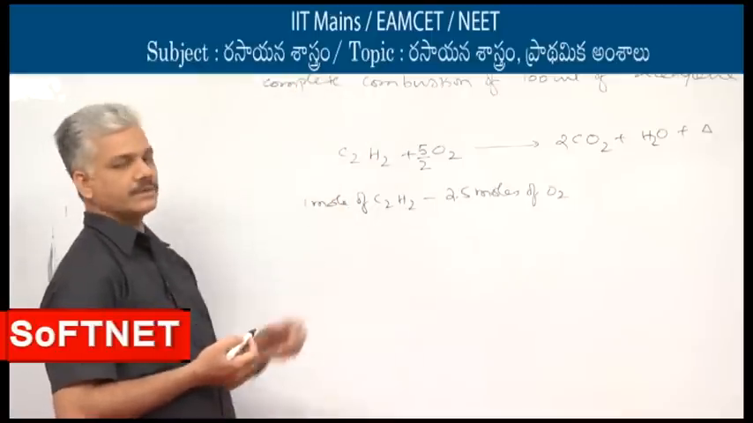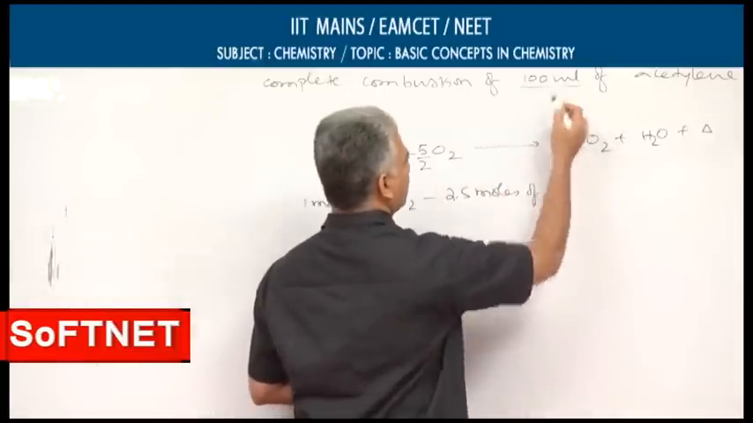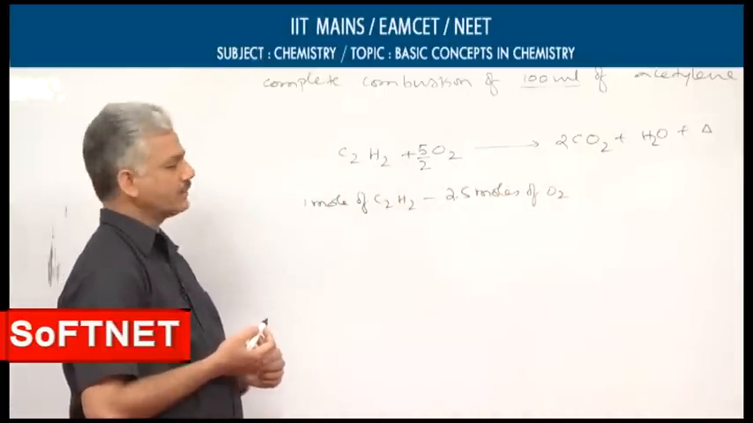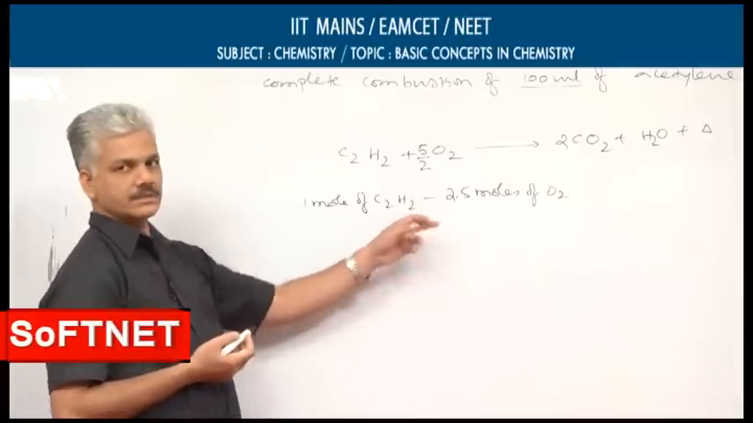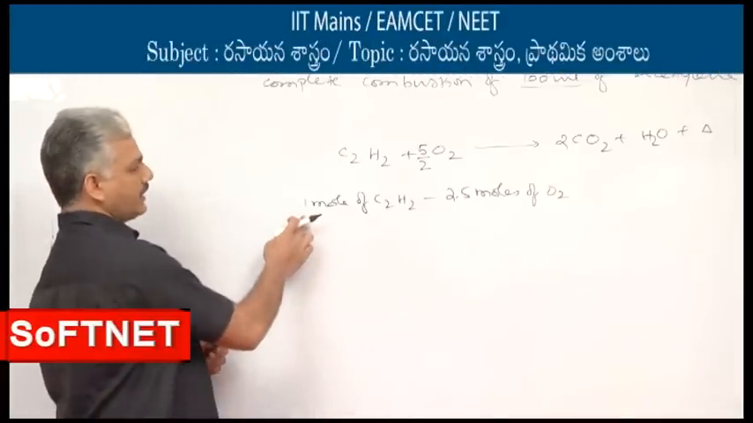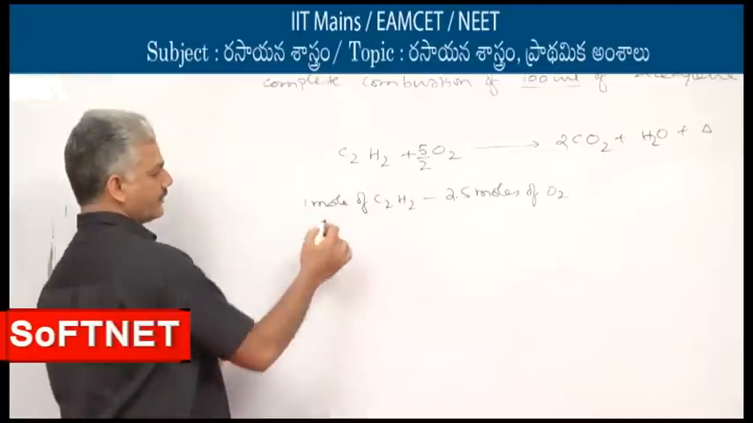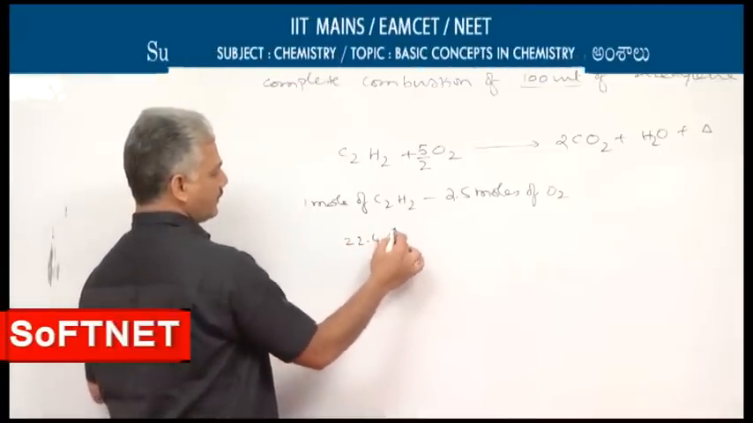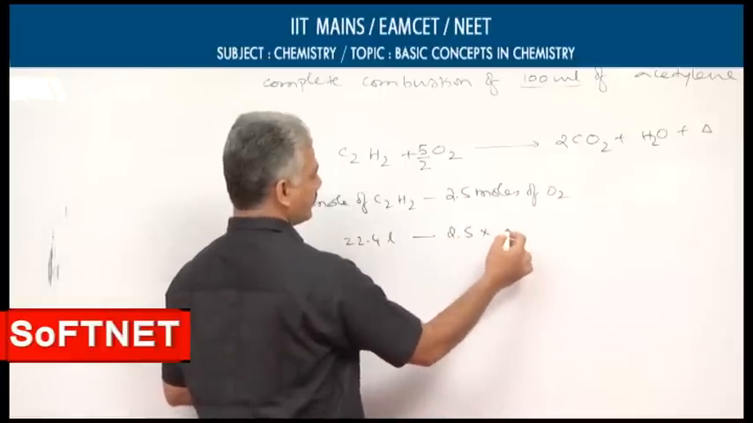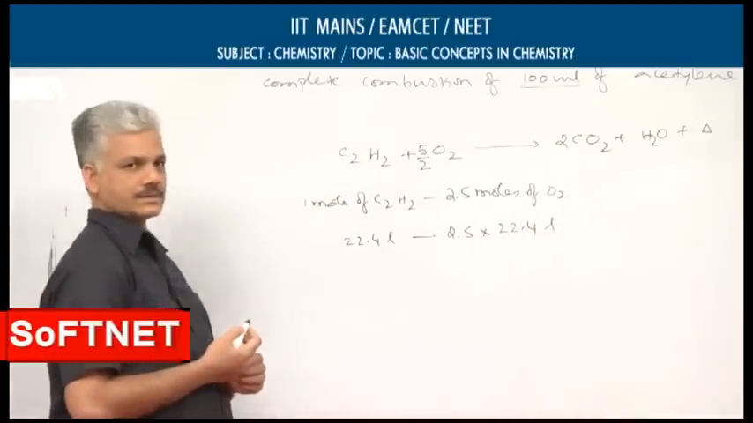For that, we have to check the problem. In the given problem, the reactants are given in terms of volume. So, we need to convert this molar relation into volume relation. 1 mole of any gas at STP will occupy 22.4 liters. Therefore, 22.4 liters of acetylene gas requires 2.5 into 22.4 liters of oxygen.